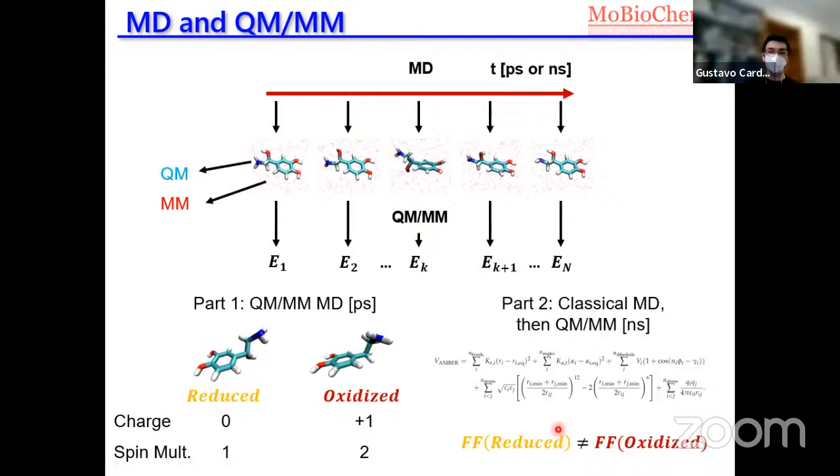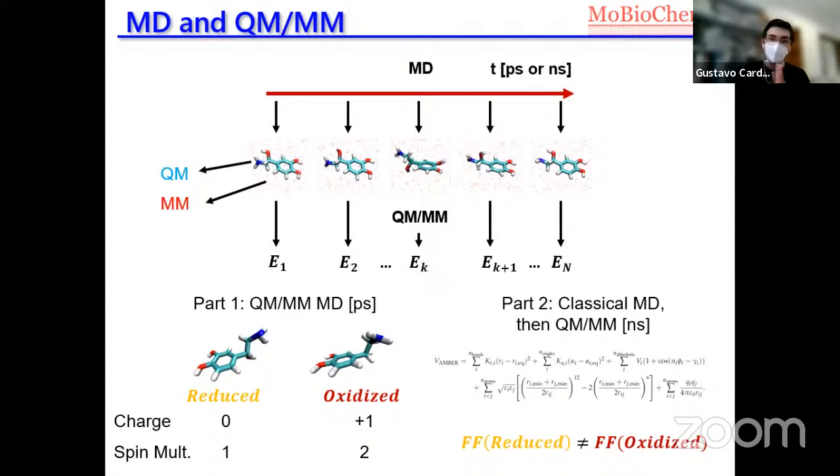So we will need to construct one force field for the reduced species, which you already know how to do with Amber, and another one for the oxidized species. In practice, the only thing that we're going to change between these two is just the charge. So the point charges are going to be different. Of course, you don't see it, but the expression of the force field is more complicated. But for the sake of easiness for the tutorial, we are going to use just different point charges here and here. Okay.